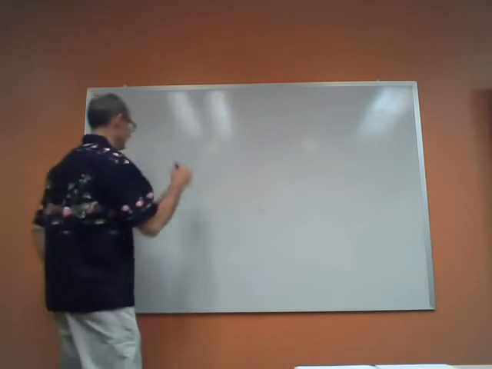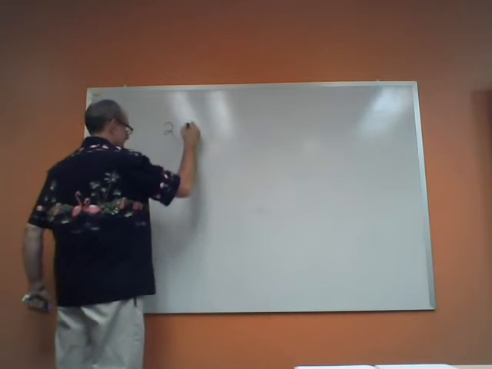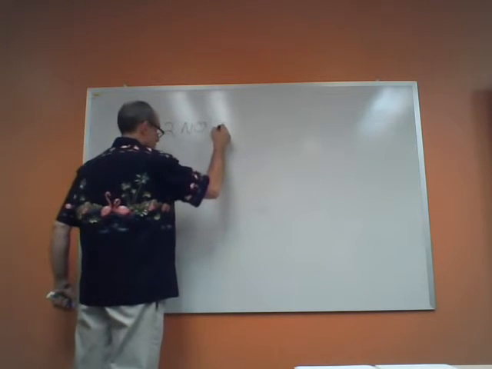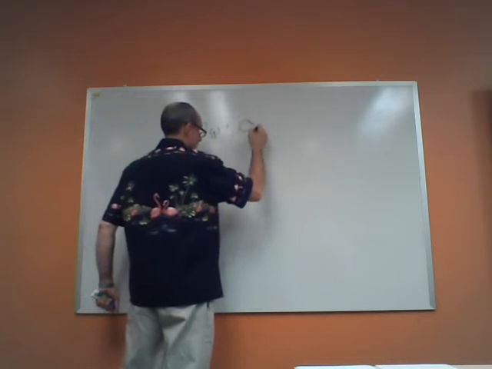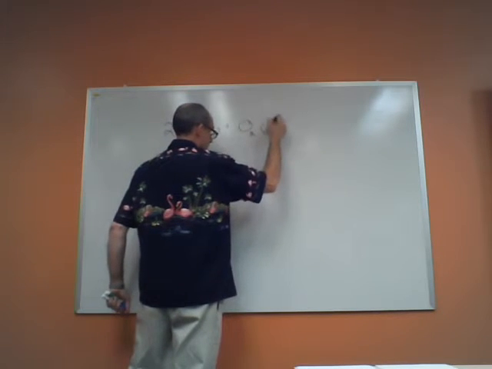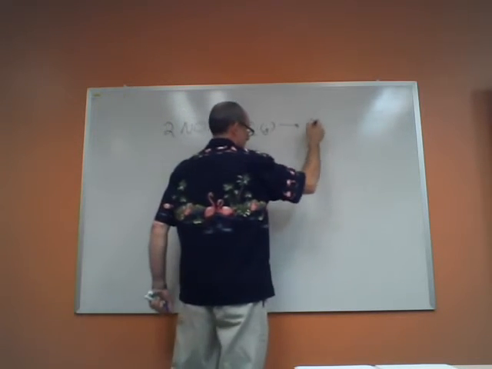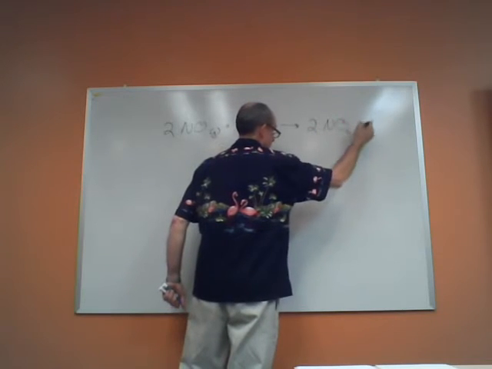So the balanced equation for the reaction of nitrogen monoxide in the gas phase is 2NO would react with O2 to form 2NO2.